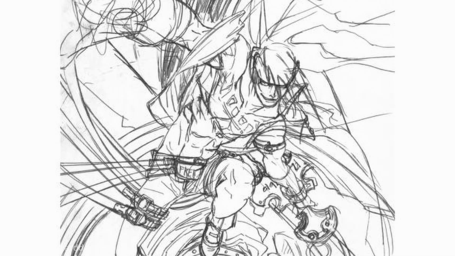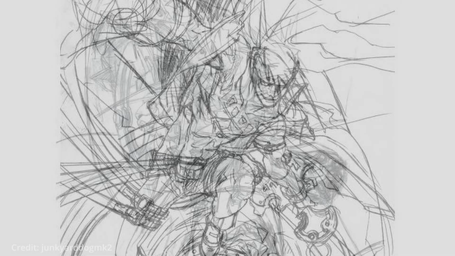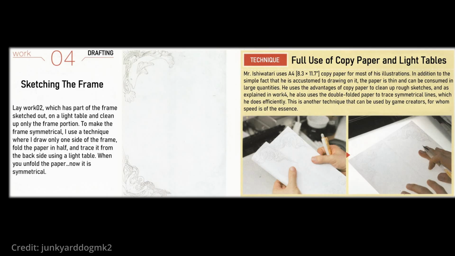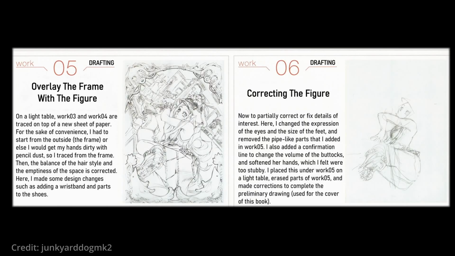Then he cleans up the lines to get a neat look, avoiding an overwhelm of information. He also tries to keep the perspective consistent. In this case, he used an outline of the frame on a separate piece. He draws one side, folds the paper and traces the other for consistency. He continuously adds details like wristbands, while correcting little details to ensure that his character's physical appearance is just right.